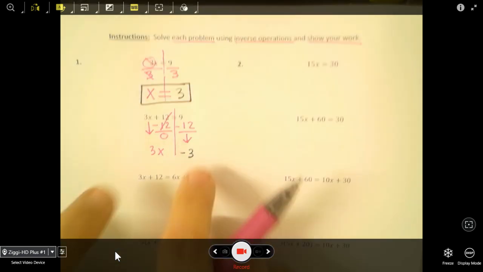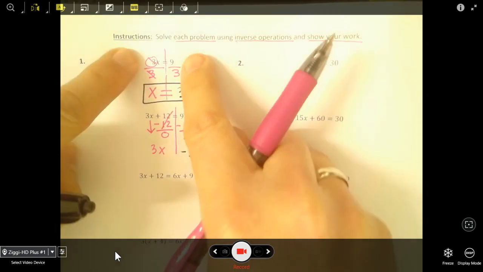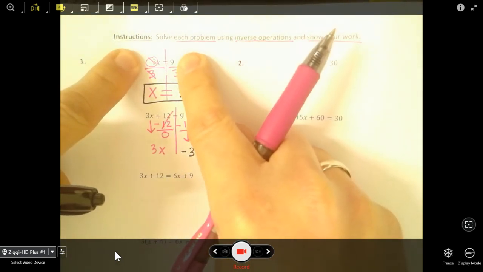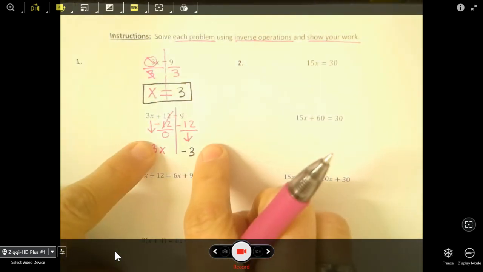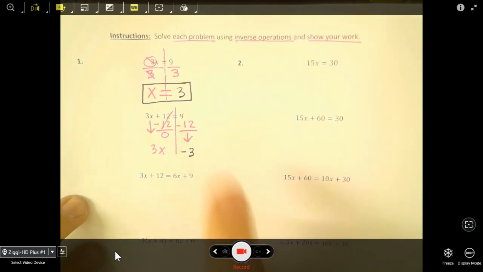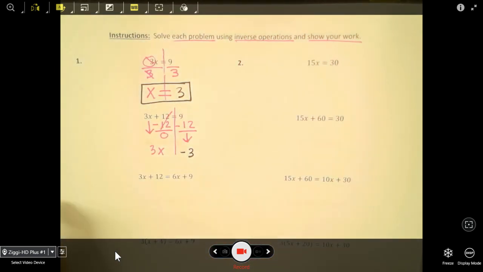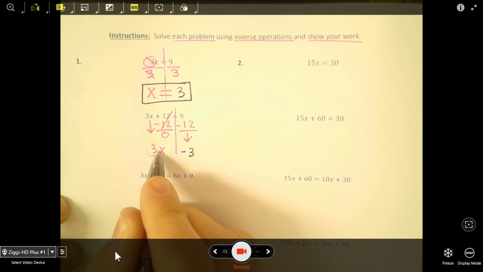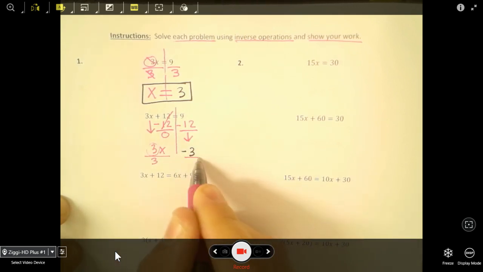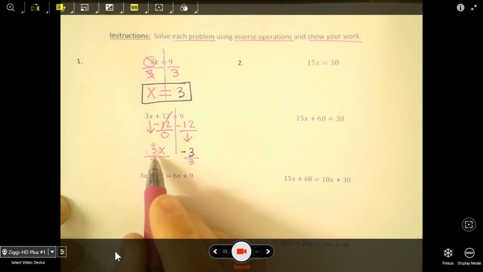But the situation we're in now is similar to what we started out with up here, where we just had 3x equals 9. Well, now we have 3x equals negative 3. So if I want to get rid of this 3, I'm going to have to divide by that number in front of x. So I'm going to divide both sides by positive 3 because that's a positive 3.